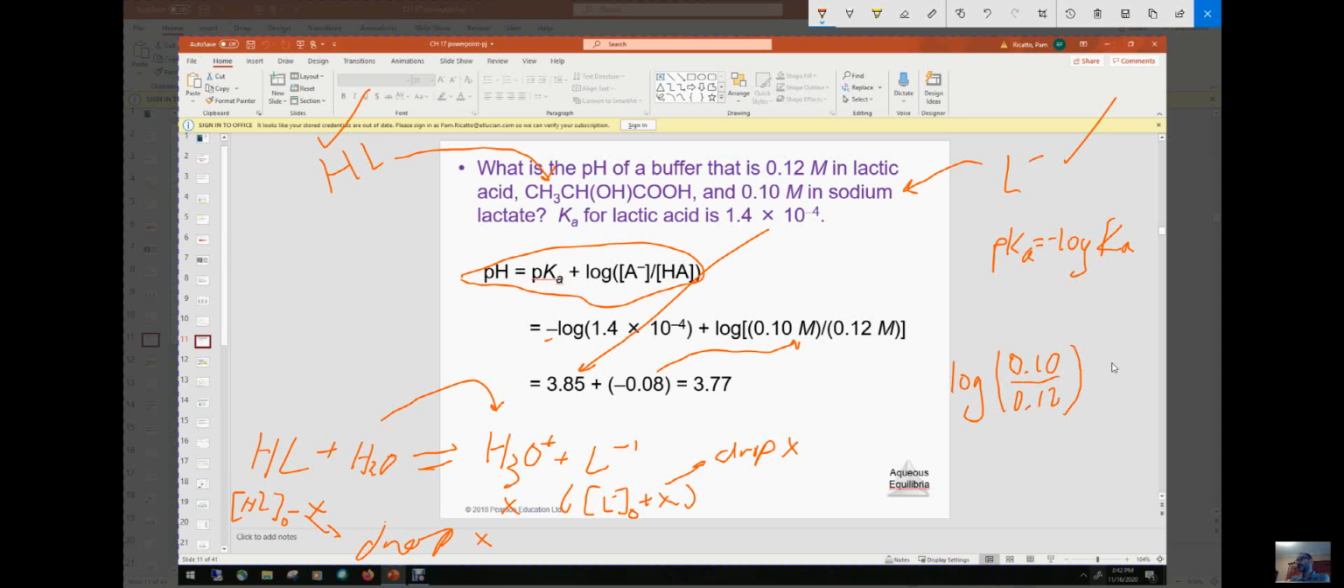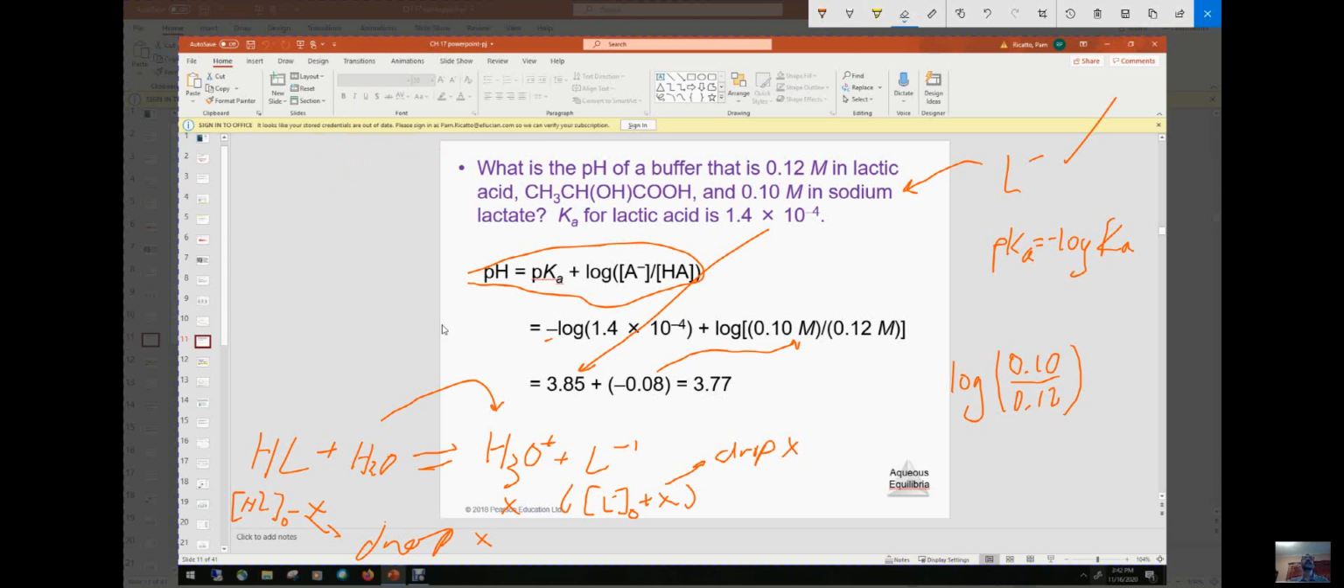log of 0.833, and I get negative 0.078, and that's what they got here. Okay, so I get 3.85 minus 0.08 gives me 3.77. So that's the final pH of the solution. So let's erase all this.